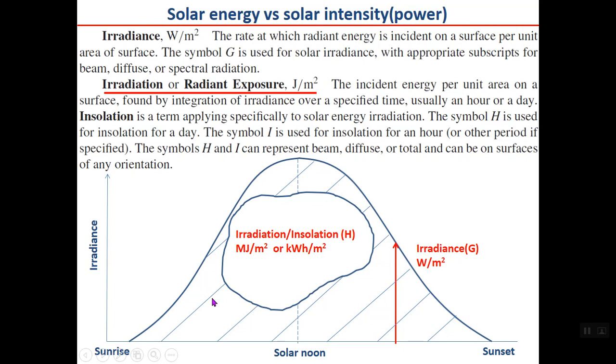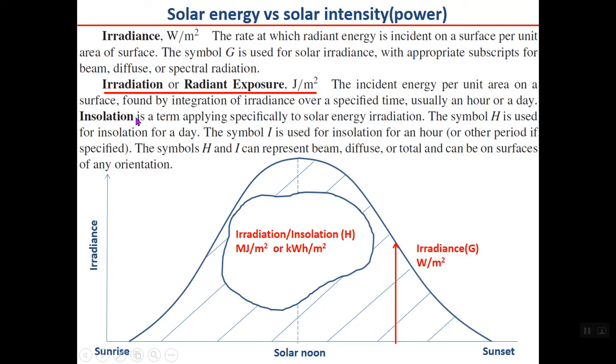If you integrate the area below the curve of irradiance, you get another parameter which is named irradiation or insolation, which is shown by H. Let's review the definition: the incident energy per unit area on a surface. Please note this is energy, okay? This is energy, but the previous one was a rate. It is found by integration of irradiance over a specified time, usually an hour or a day.